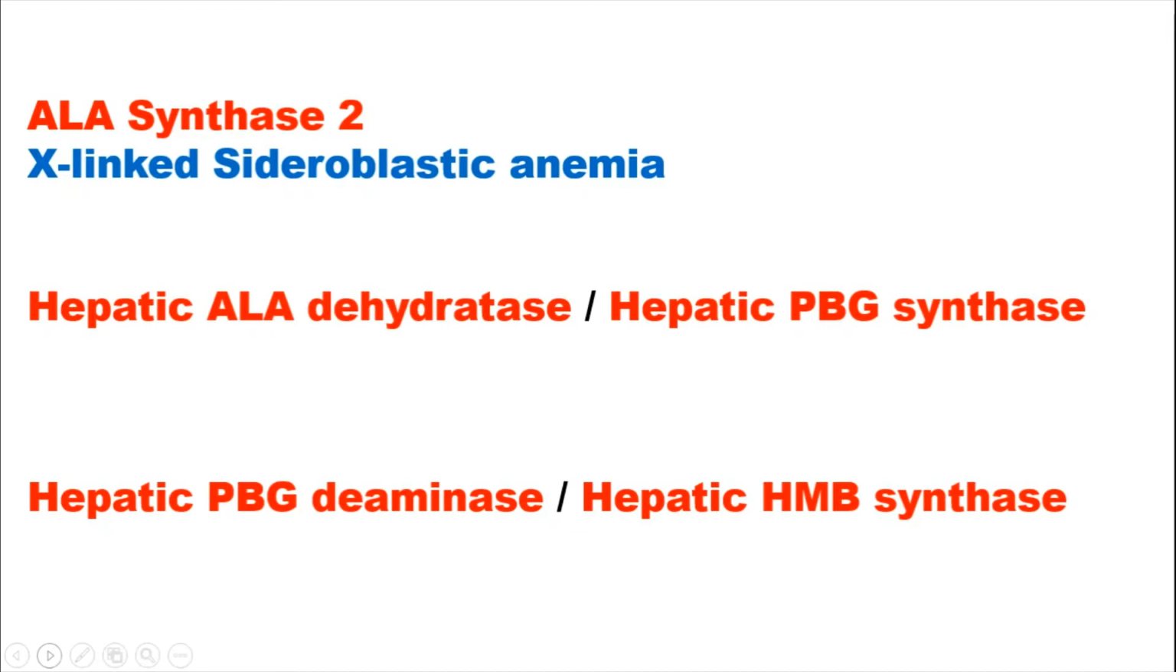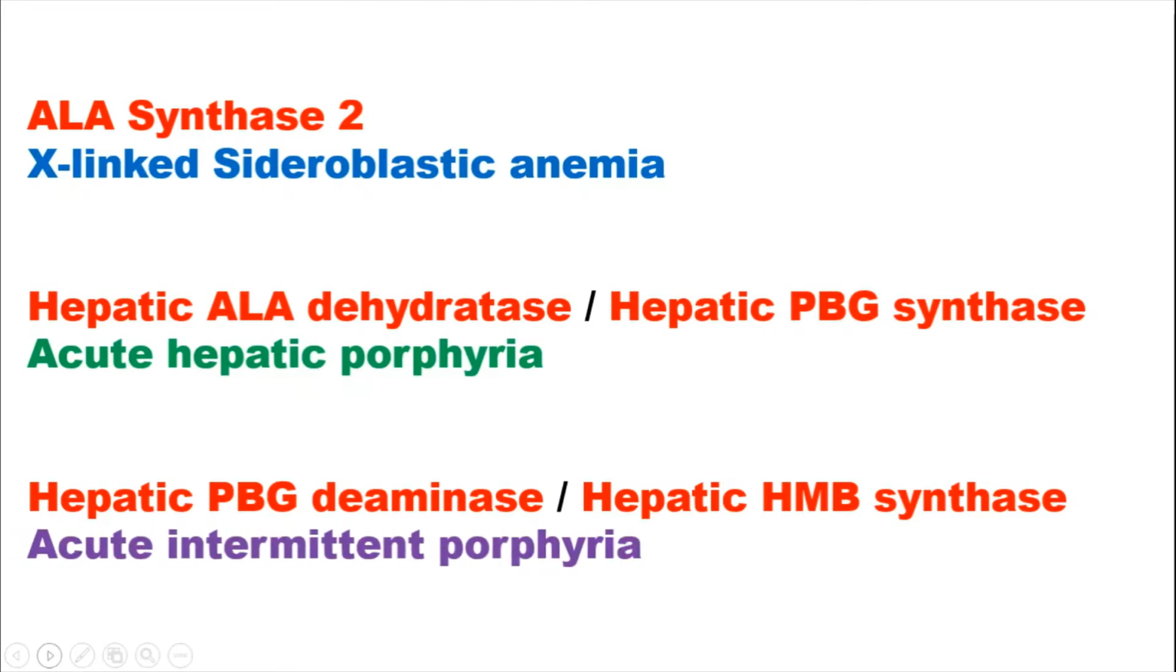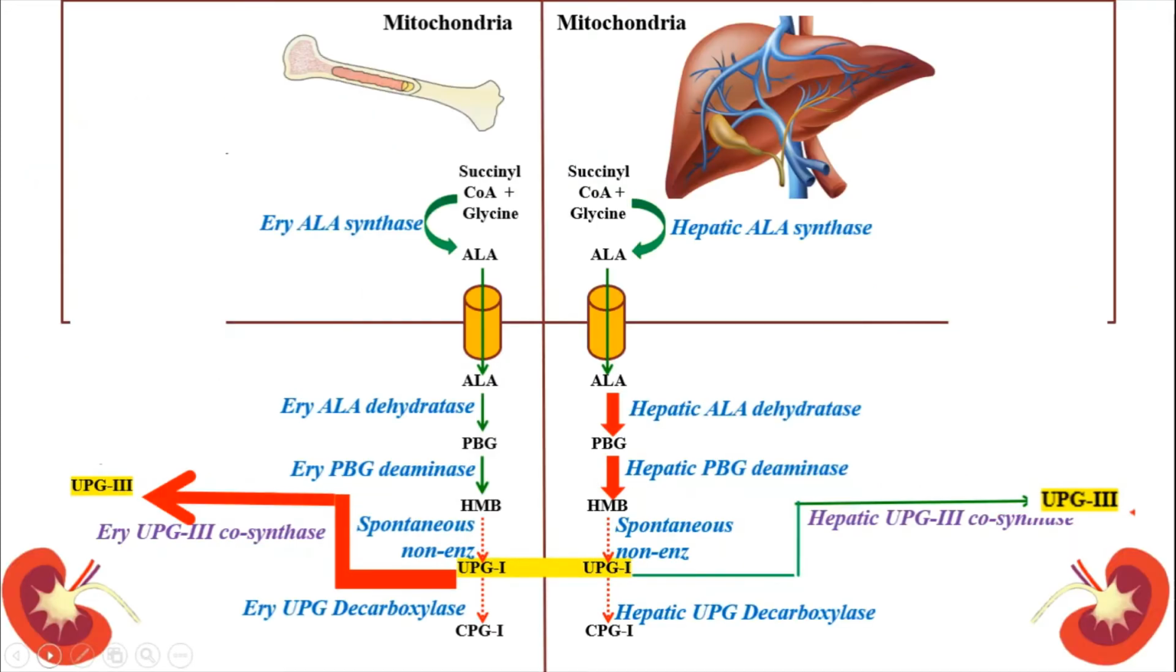I am telling again, this is not classified under porphyria, it's a separate disease. When there is deficient or defective hepatic ALA dehydratase, synonym hepatic PBG synthase, the disease is called acute hepatic porphyria. When there is defective or deficient hepatic PBG deaminase or hepatic HMB synthase, the disease is called acute intermittent porphyria. Now we will learn the other diseases.